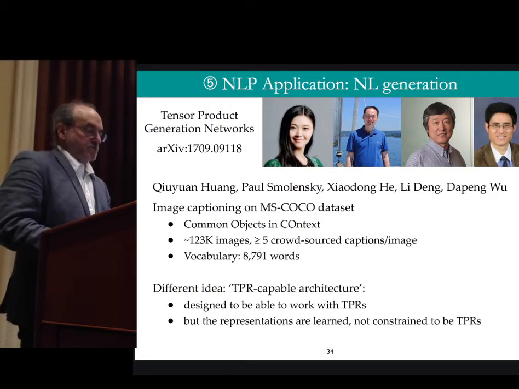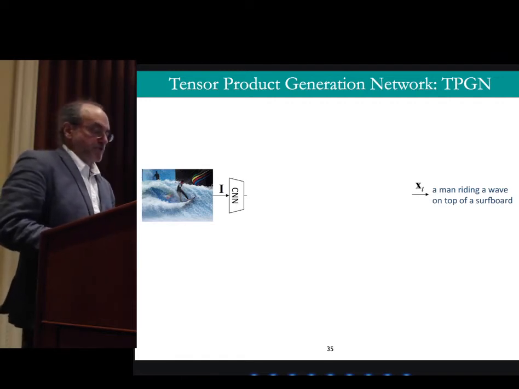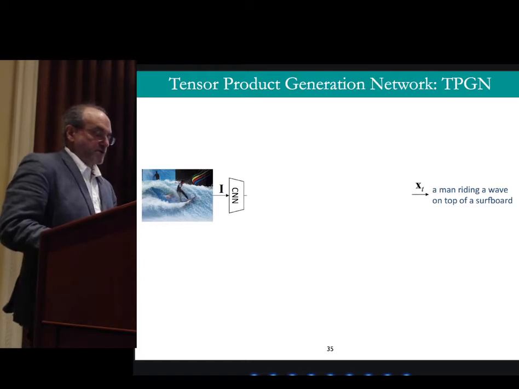So the model looks overall like this. The input to the model is an image, which has been pre-processed by a pre-trained convolutional neural network. The output is a sequence of words.